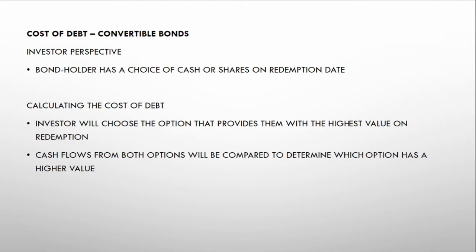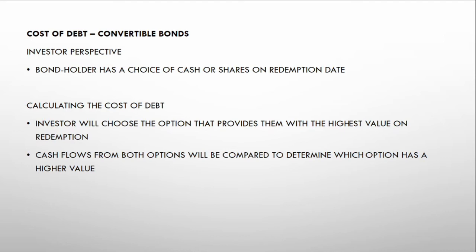So we assume that the investor will take the higher of the value of cash or the value of the ordinary shares. Some investors may choose cash if they need liquidity, while other investors may decide to convert their convertible bonds into ordinary shares, as they have the hope of receiving future dividends and they are hoping that those future dividends will grow. So when we calculate the cost of debt for convertible bonds, we can assume that all investors will make the same decision. That is, they will choose the option that provides them with the highest value on redemption.